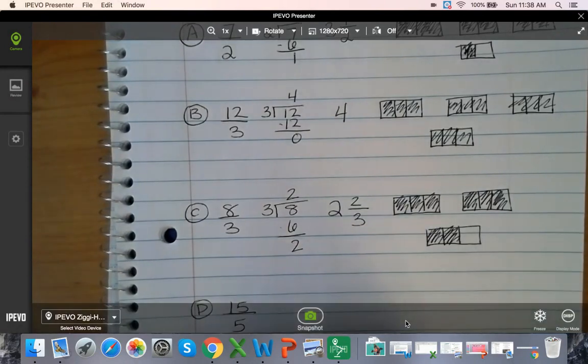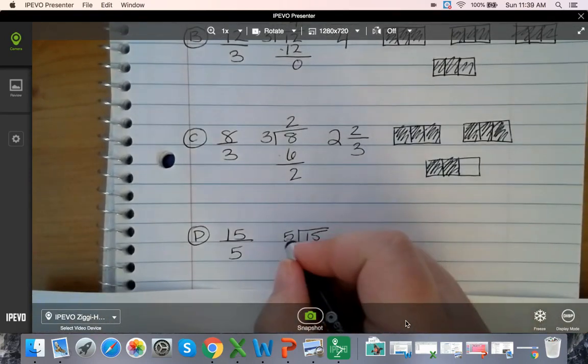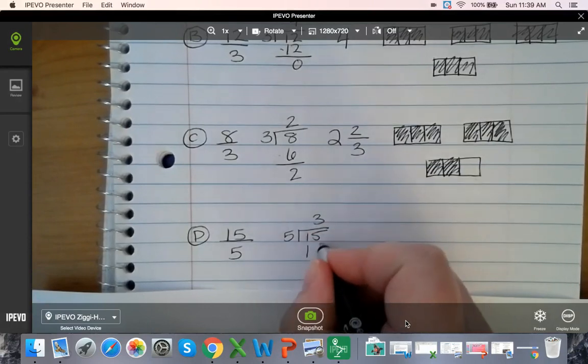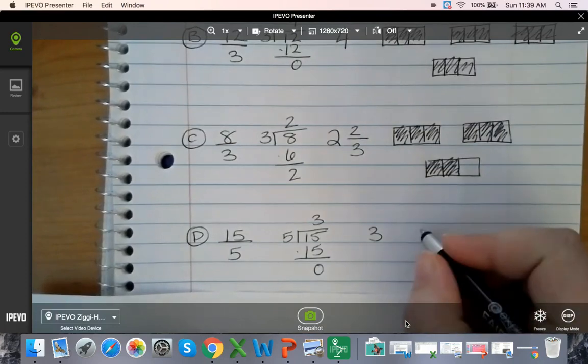Then I've got D, which is 15 fifths, which is probably ringing a bell right now, saying, wait a minute, that's probably going to go equally as well. So 5 goes into 15 3 times. It goes equally without a remainder. So you're just going to have 3 wholes.